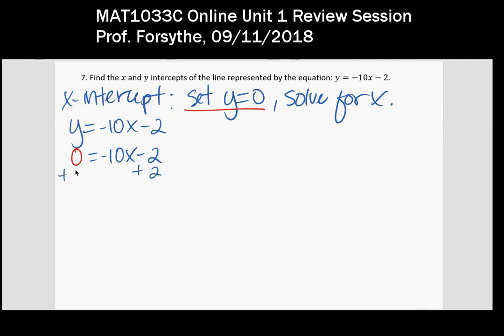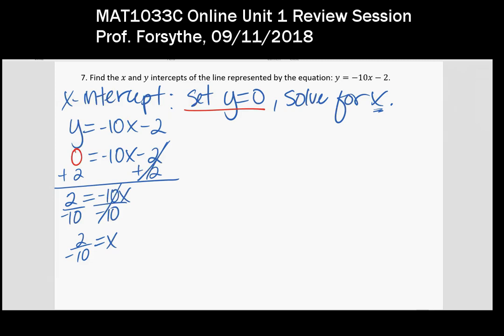So we're going to add 2 to get the x term by itself. So 0 plus 2 is 2 equals, bring down that -10x, and then -2 plus 2 canceled out. And so we're solving for x, so we're going to divide by -10. So now we have 2 over -10 equals x.